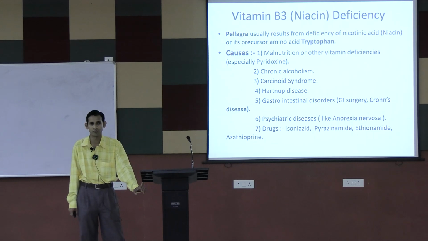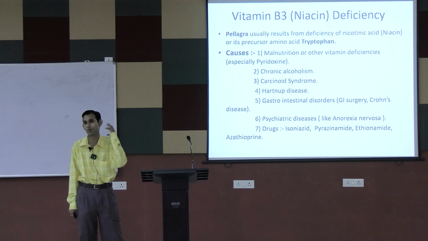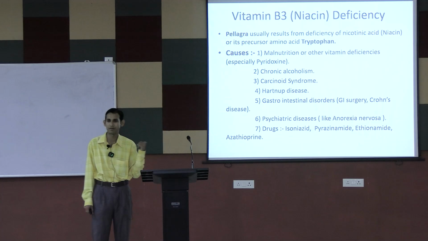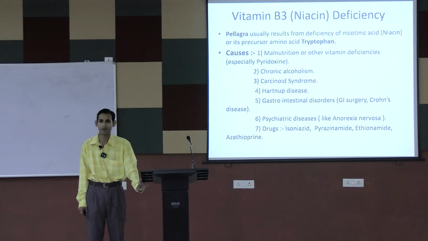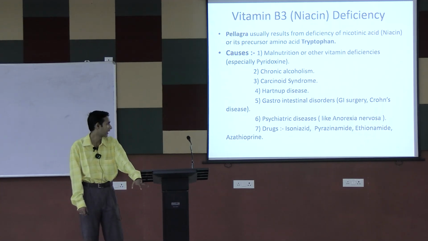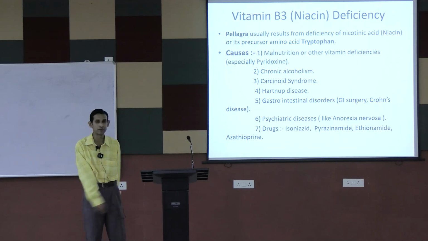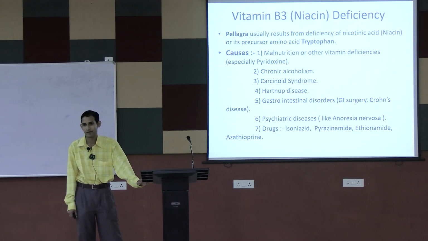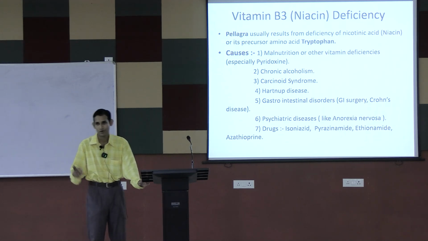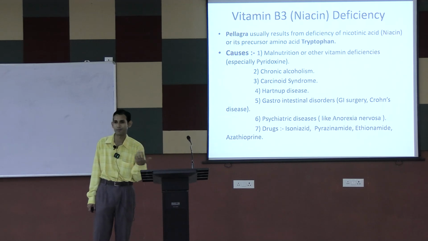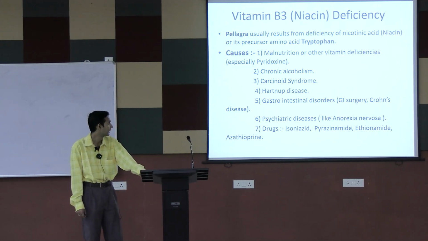Carcinoid syndrome. Why carcinoid syndrome? Because in carcinoid syndrome, the tryptophan is converted to produce serotonin. It is not diverted to produce niacin. So most of the tryptophan is diverted to produce serotonin. That is why in carcinoid syndrome you will get deficiency of vitamin B3, leading to pellagra. And also Hartnup's disease, which you have already been told about. In Hartnup's disease, there is a defect in tryptophan absorption, malabsorption of the essential amino acid tryptophan, leading to deficiency of niacin.